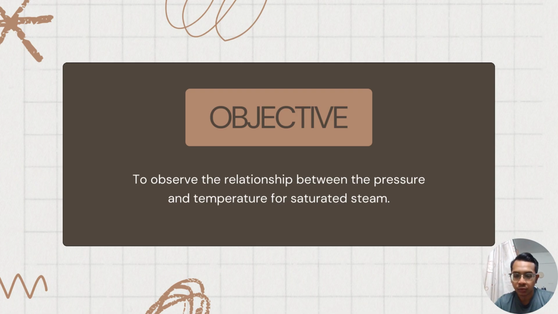Next, we move on to the objective of this experiment. The objective of this experiment is to observe the relationship between the pressure and temperature for saturated steam.